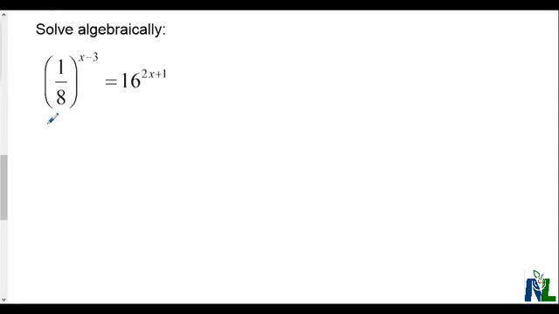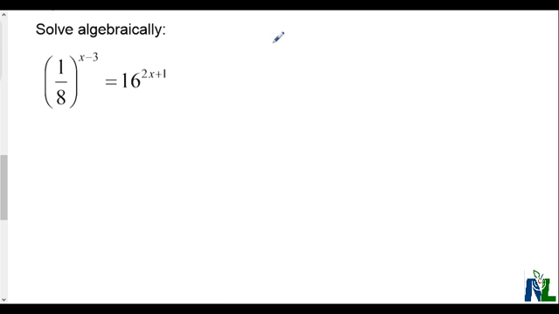In this example, I'd like to look at solving an exponential equation when I've got a fraction involved as the base of one of the powers, meaning I'm going to need to use a negative exponent in order to write this as a common base on both sides. So if I look at 1 over 8, I want to focus on the denominator here of 8, and I want to focus on 16.